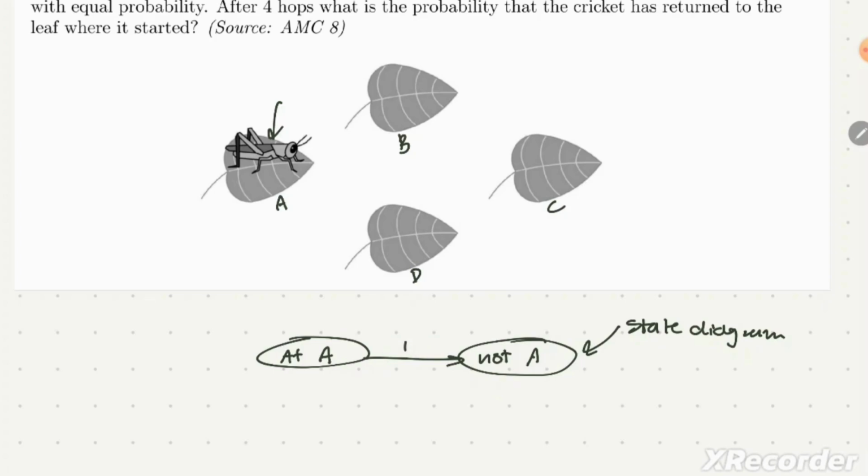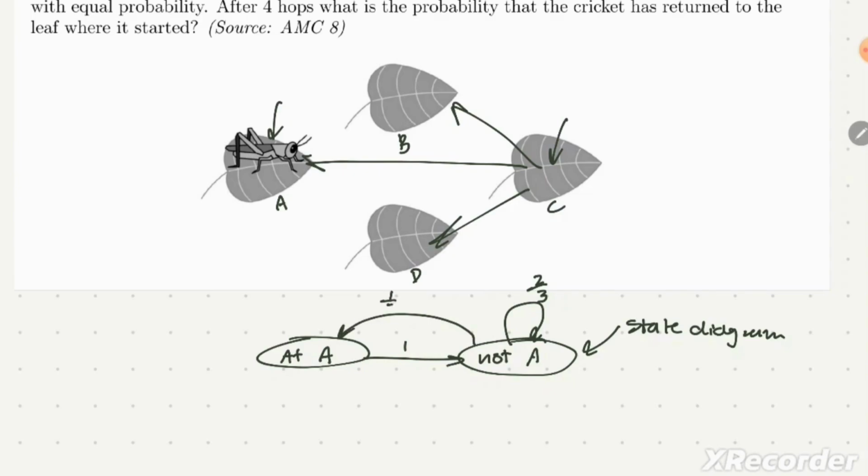We still clearly haven't mapped out all the possible cases. What if we're at not A? Well, let's think. Let's say the cricket is here at C. Where can it move? It can move to B, to A, or to D. So it has a 2/3 probability of staying in the not A state. That is when it moves to B or D. Likewise, it has a 1/3 probability of getting out of this situation and moving back to at A.